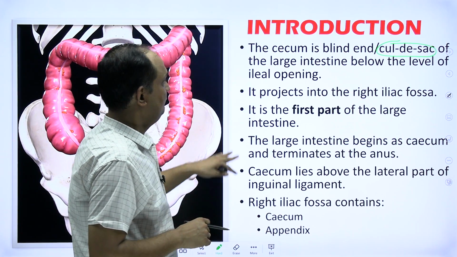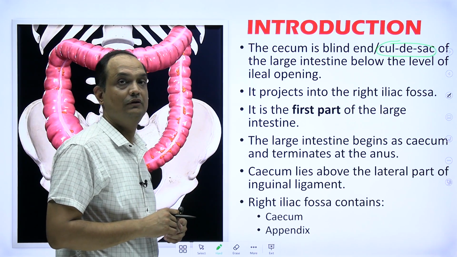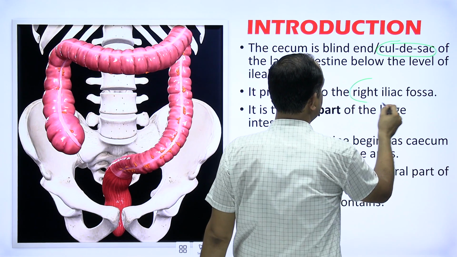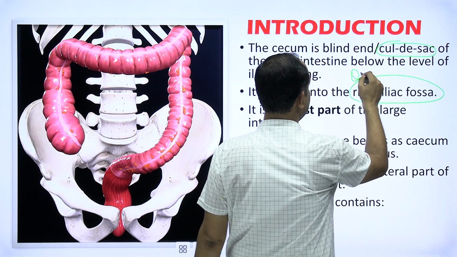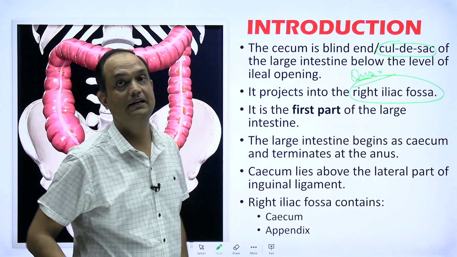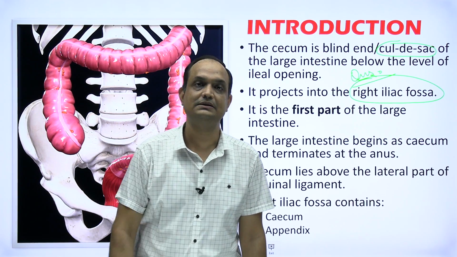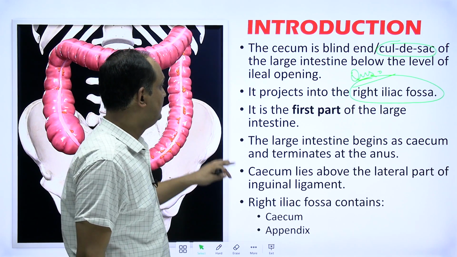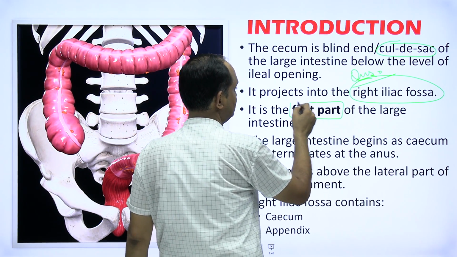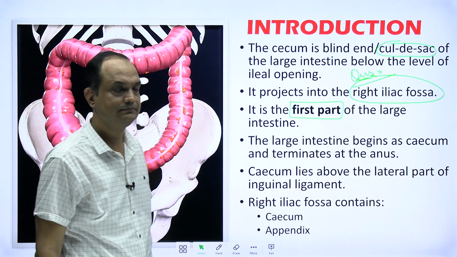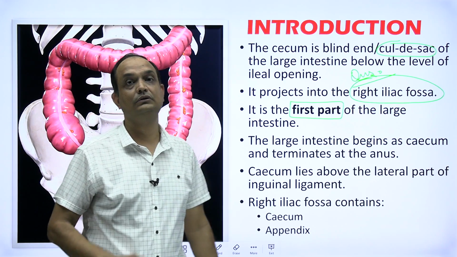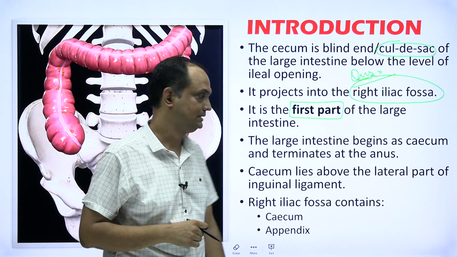Now when you see the position of the cecum in normal anatomy, it is present in the right iliac fossa. This is a very commonly asked question in your exam: which organs are present in the right iliac fossa? One of them is your cecum. Now it is the first part of the large intestine. As I already told you, the large intestine begins as the cecum and terminates at the anus.